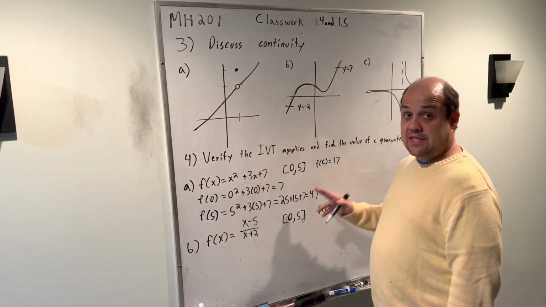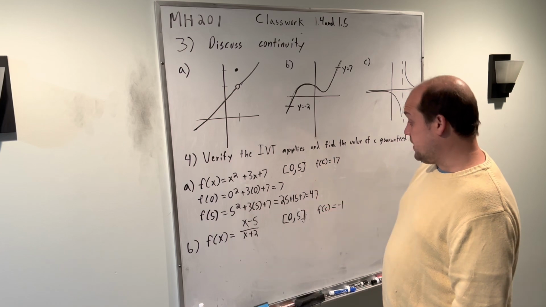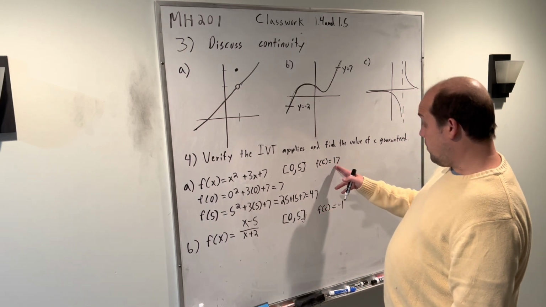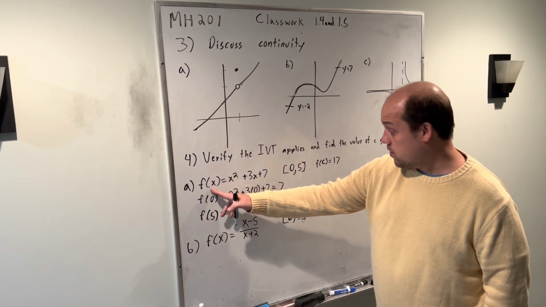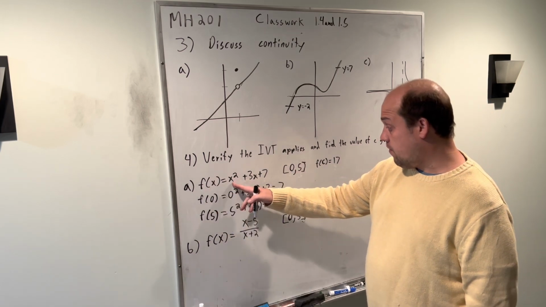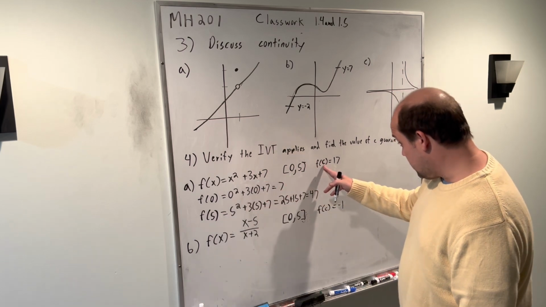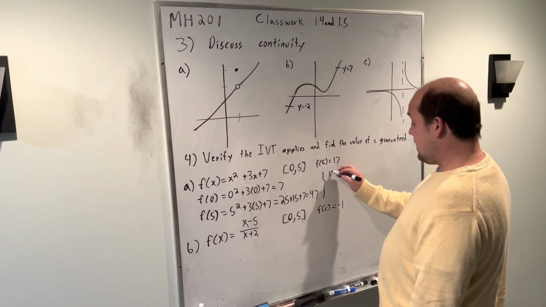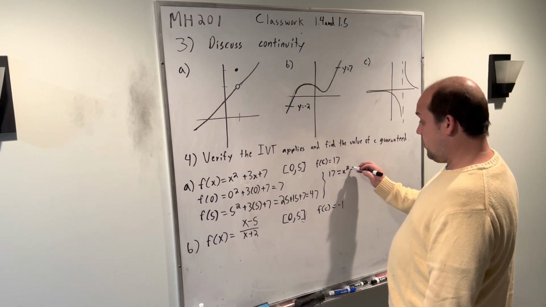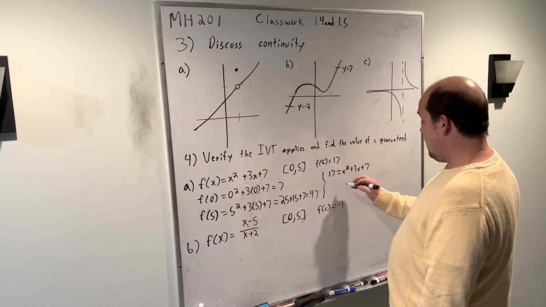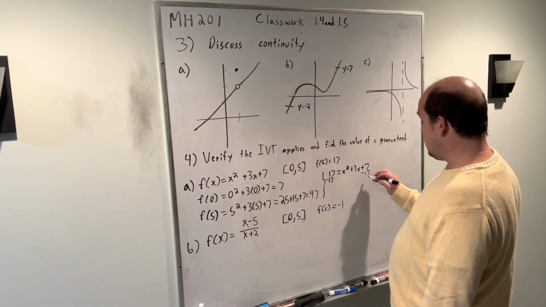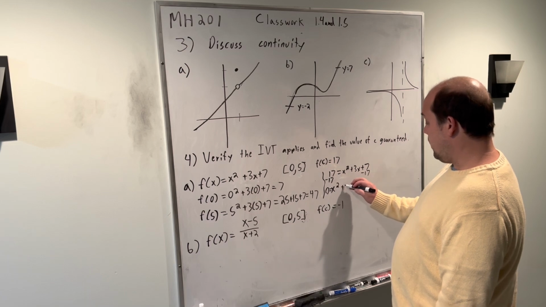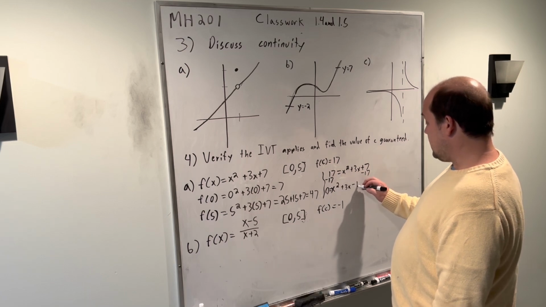Since we're looking for 17 and that does fall between 7 and 47, we can find where this function equals 17. To do it, we're going to plug in 17 for the value here of f of x, and solve back for the x. That'll tell us what this c that's guaranteed by the theorem is. So I'm going to plug in 17 equals x squared plus 3x plus 7. I'm going to subtract 17, subtract 17. That gets me to 0 equals x squared plus 3x minus 10.